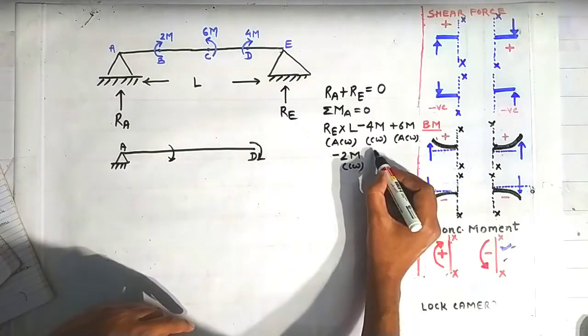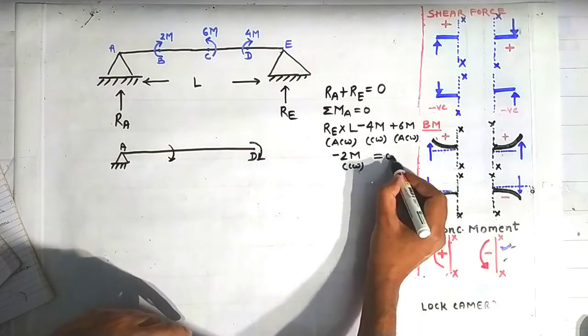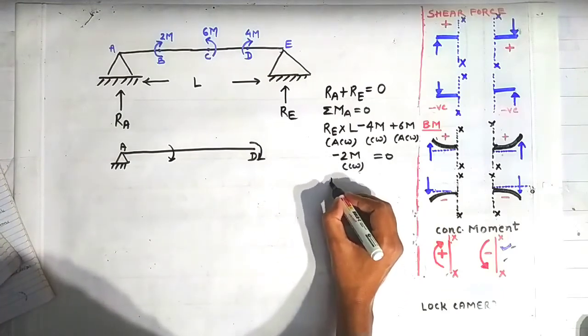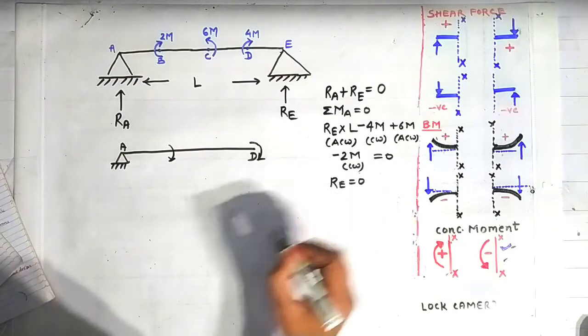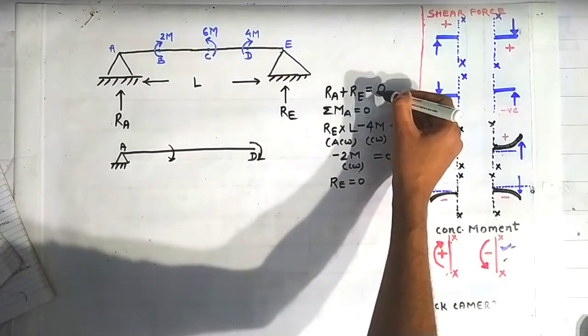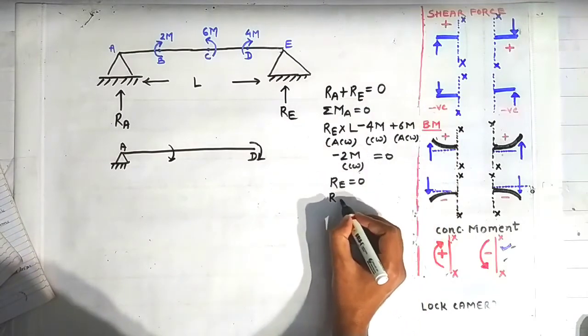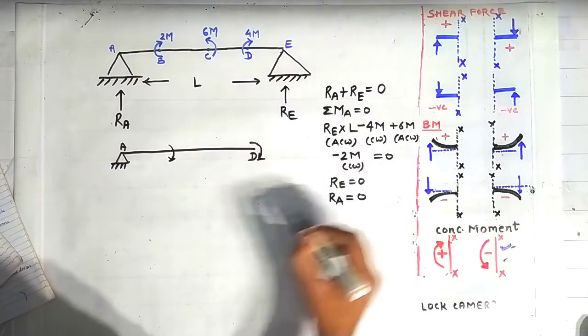So when we put all these things equal to 0, what will we get? We will get reaction at E is equal to 0. So using the first equation, by putting the value of RE here, we will get RA is equal to 0 also.